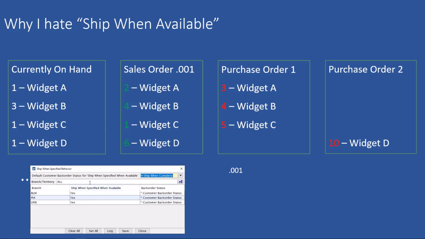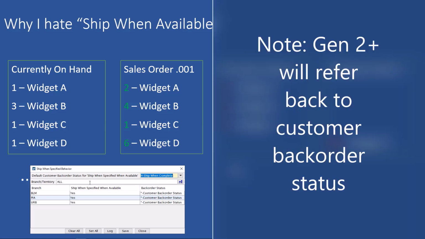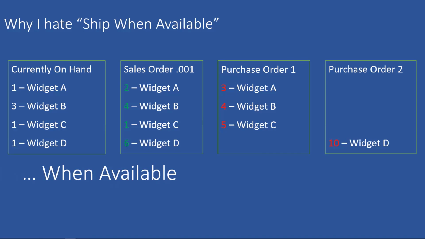It'll create two generations, and everything that you have in stock will be shipped on generation .001, and everything that you do not will be .002. And let's talk about when available.